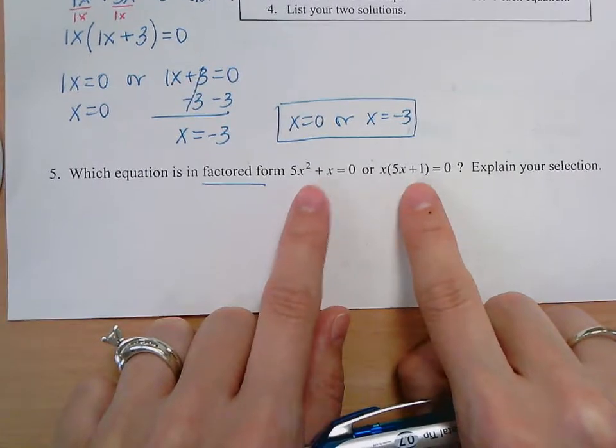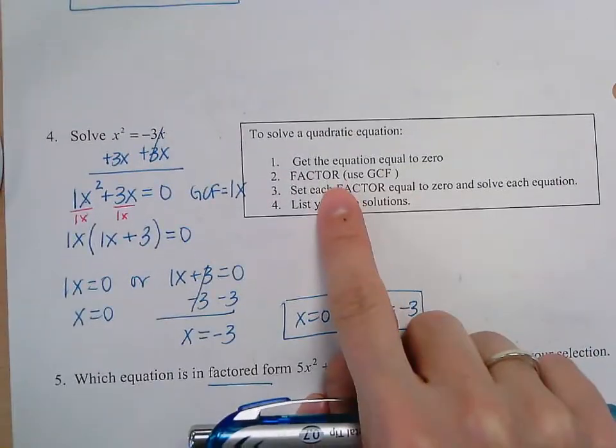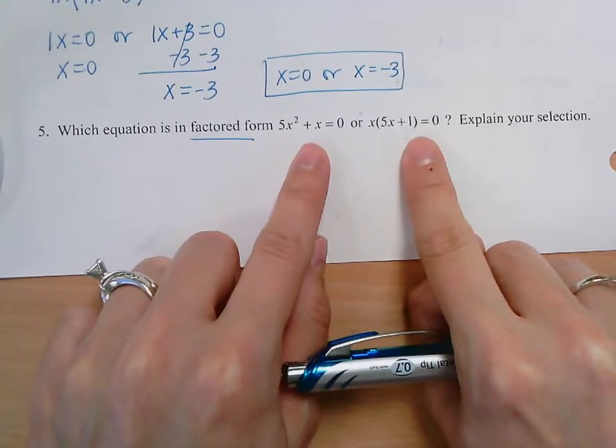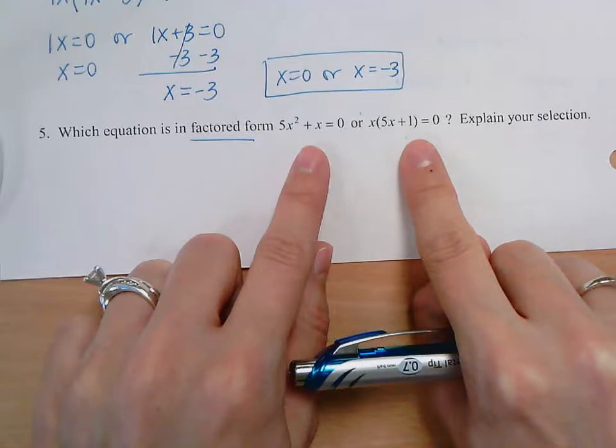Because you all have to be able to look at this and determine if I'm solving these equations, do I have to do step 2? Is it factored or do I have to factor it? You have to know that. So which one of these would you say is factored, Nick? Equation 2, and why?